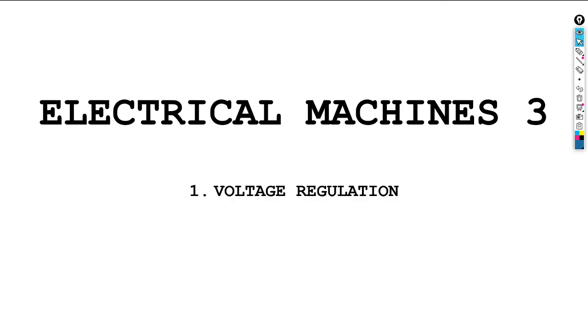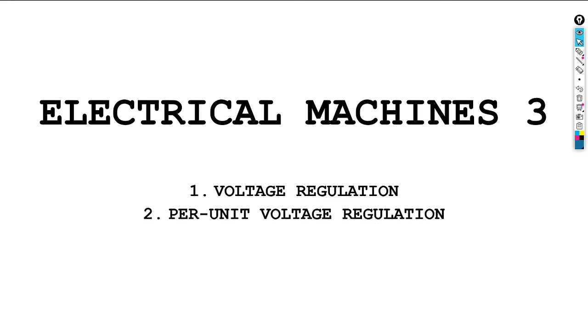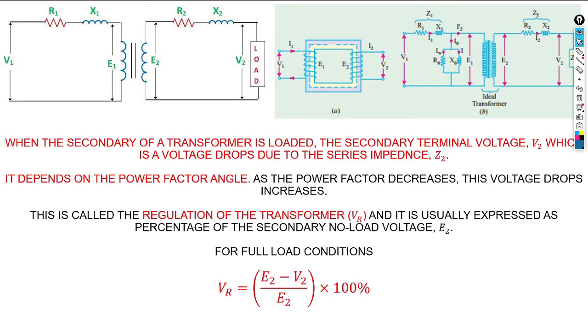So as I said, we're going to talk about the voltage regulation, and then the per unit voltage regulation, which we're going to be using more often when you start doing your calculation of a single phase transformer. But the question is, what is a voltage regulation? When the secondary of the transformer is loaded, so if you have a load on the secondary, the secondary voltage V2 has a voltage drop due to the series impedance.